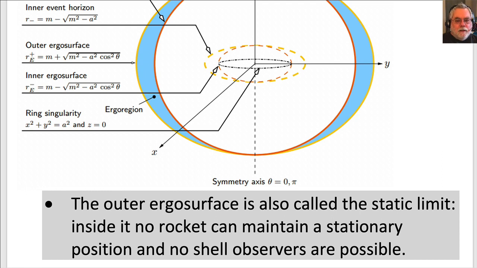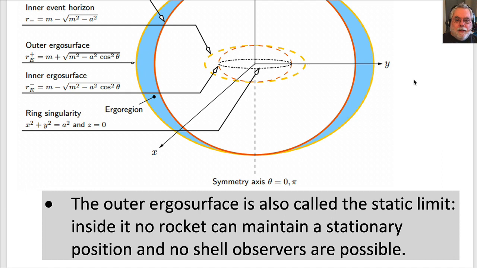So for a non-rotating black hole, we had one surface, the event horizon, and inside it there could be no shell observers, and matter and radiation would plunge into the singularity. For the rotating black hole, we get two surfaces. The red surface here, inside which matter and light plunge in, cannot escape to our universe, and the yellow surface here, inside of which there can be no shell observers.